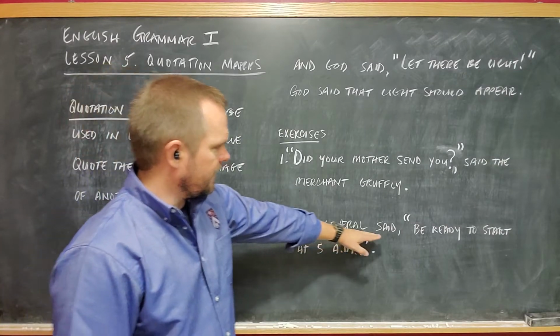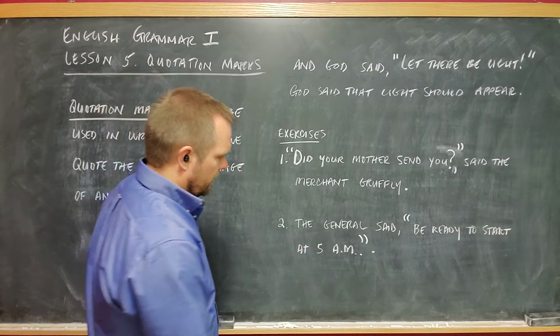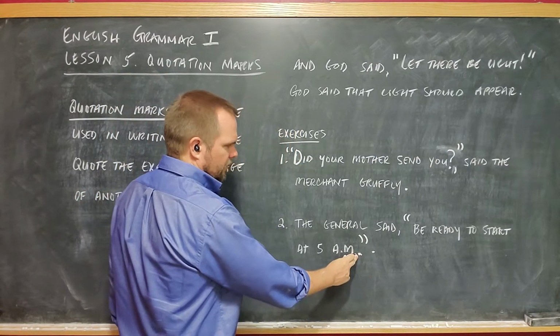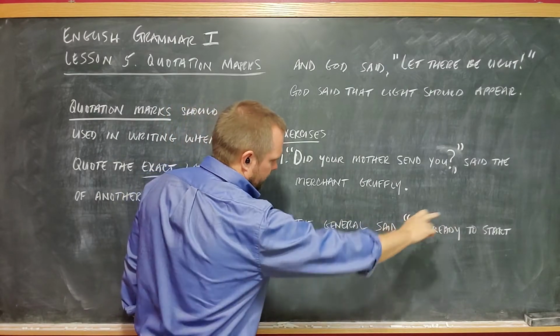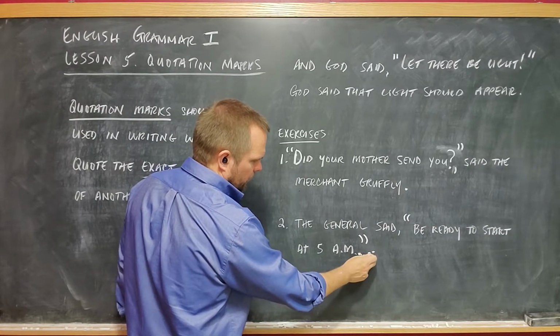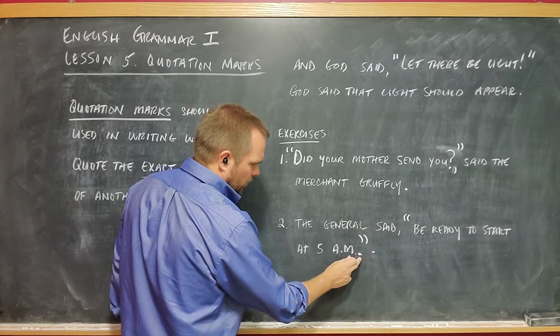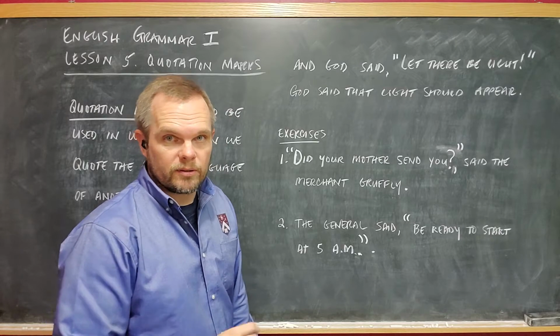The general said, "Be ready to start at 5 a.m." This period here marks the end of the general's sentence. This period here marks the end of the whole sentence. So there are two periods. One period is for the whole sentence coming to an end, and one period is for the end of the general's sentence. You see that?